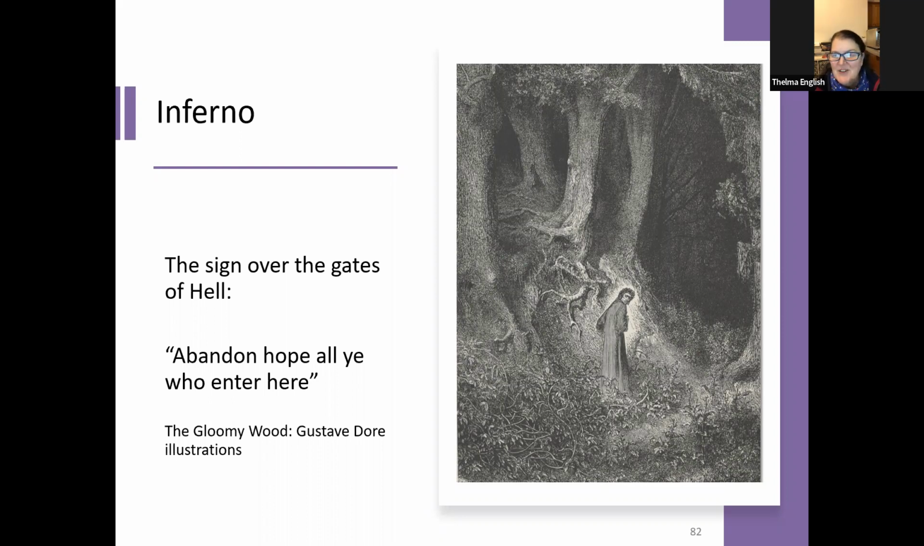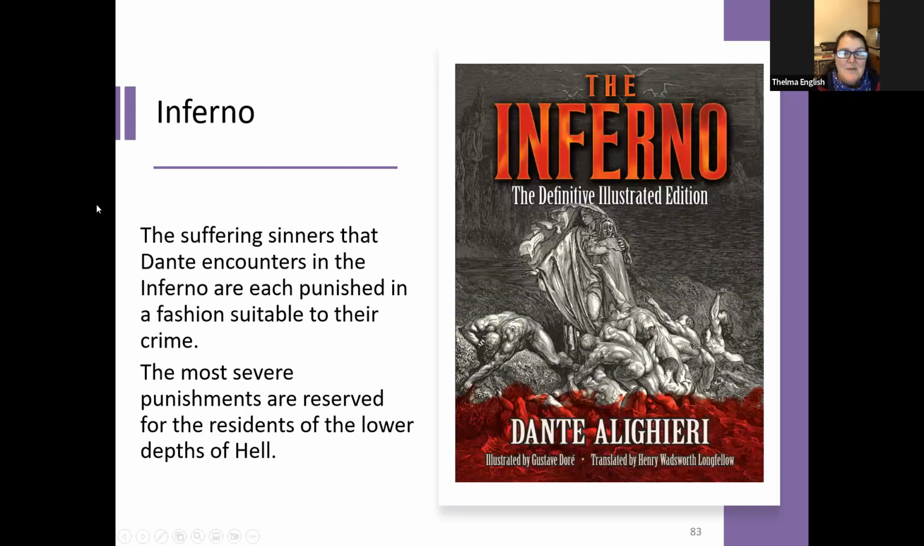This is a picture of Gustave Doré's illustration of the gloomy wood. And here he goes in. But when you go through that gate, that's what it says over the gate: "Abandon hope, all ye who enter here." And so it makes a great sign for a teen's bedroom, if you've got a messy bedroom.